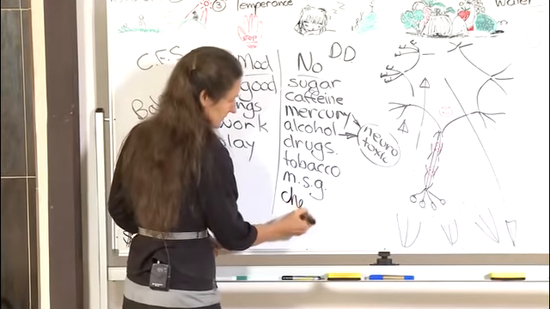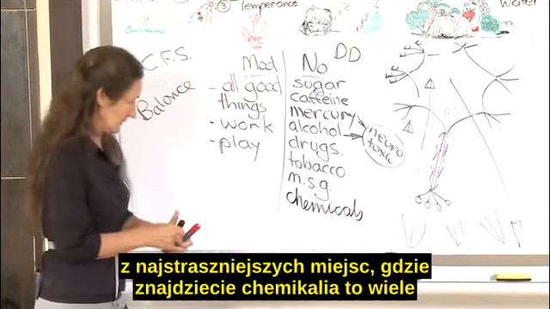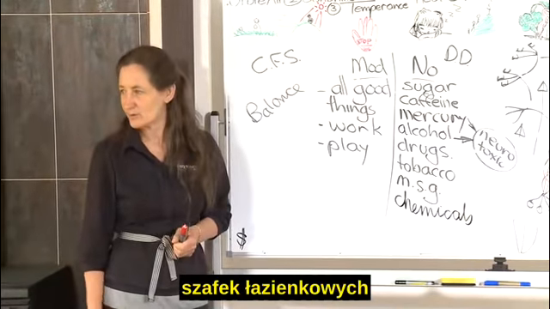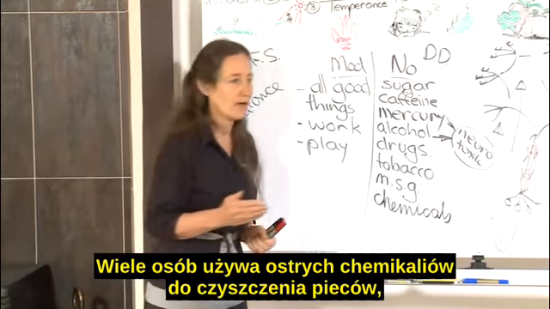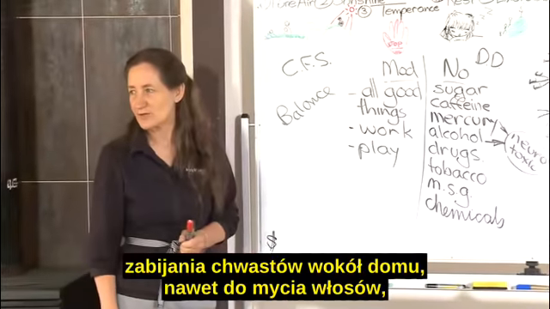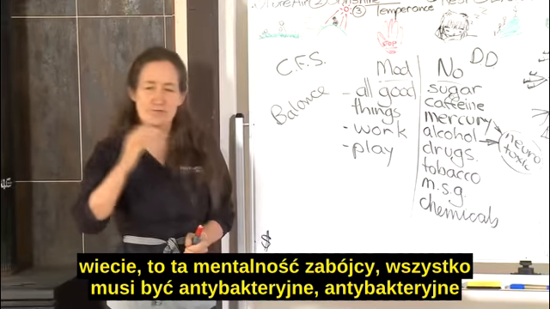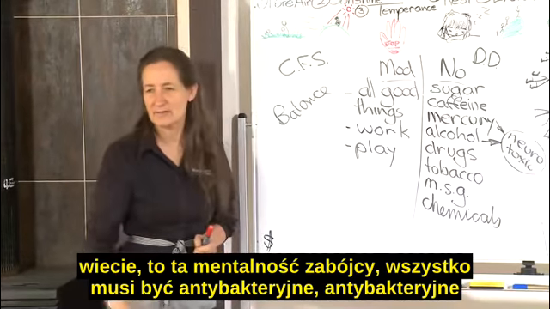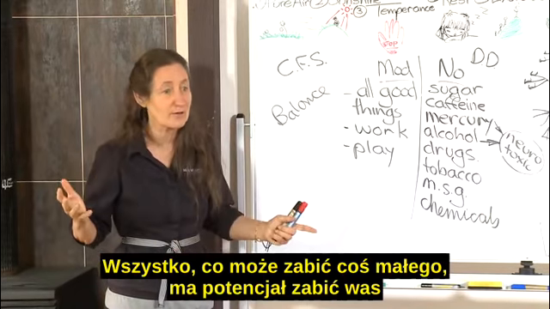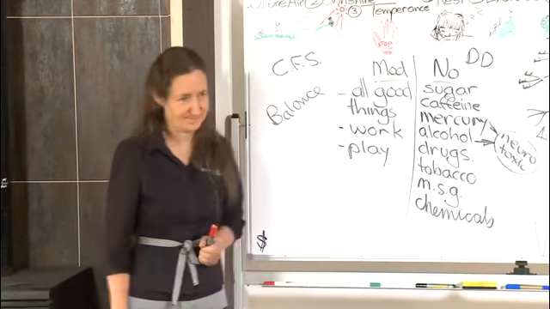Chemicals. One of the scariest places you'll find the chemicals is in many bathroom laundry cupboards. Many people are using harsh chemicals to clean their stoves, to kill weeds around the house, to even wash their hair with. You know, this kill mentality, everything's got to be antibacterial. Well, anything that has the potential to kill something small has the potential to kill you. Because there are more microorganisms in our body than cells.